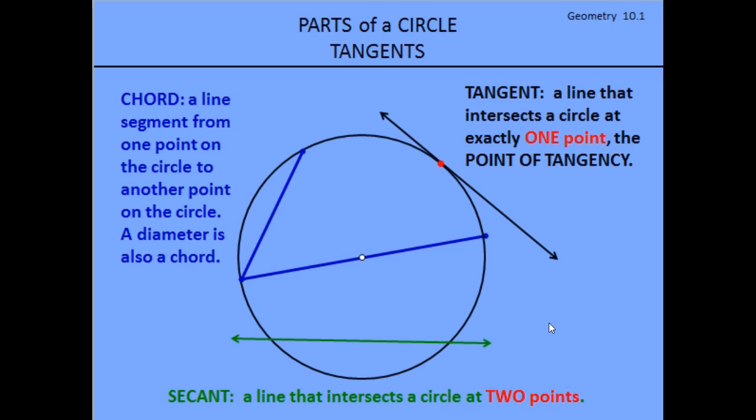Also, there is a secant. It is also a line, but it intersects the circle at 2 points. So a secant kind of slices. It slices right through the circle. The tangent touches, the secant slices, and the chord, well, I couldn't come up with anything clever for that one. So a chord is just a line segment that goes from one point on the circle to another.